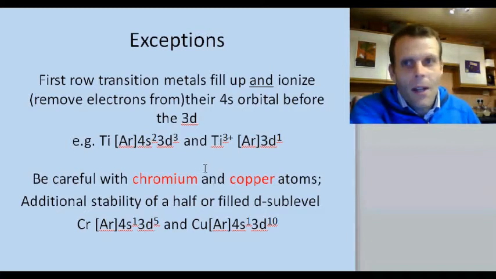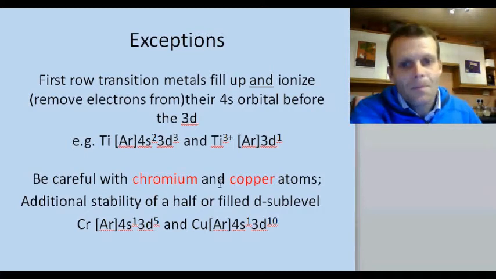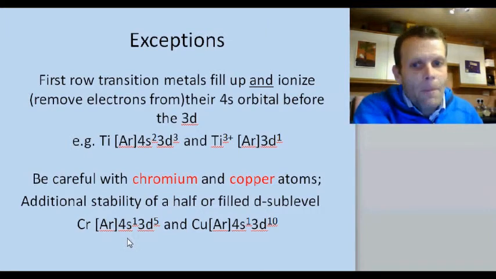And then finally, one last thing to keep in mind as well is if we're dealing with chromium or copper, these are the only 2 examples you need to worry about, chromium and copper. Rather than being, in the case of chromium, 4s2 3d4, because the 4s and 3d shells are quite close in energy, we find that one of these s electrons hops across to the 3d, and we have a half-filled shell here, and it gives it a little bit of extra stability.